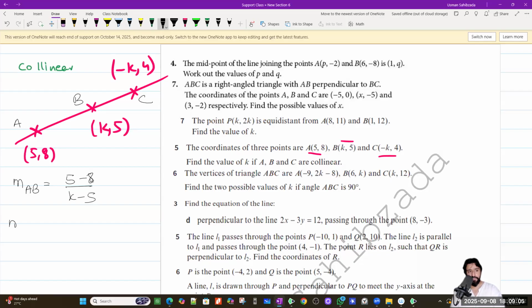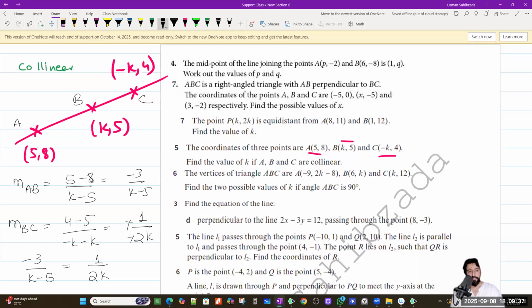You will find the gradient of BC. I'll use 4 minus 5. Yeah, 5 minus 4 could also be used. That's all right. Negative k minus k. So this becomes minus 1 over minus 2k. The minus and minus can cancel. This becomes negative 3 over k minus 5. All you do is, since they are collinear, you say that their gradients are equal.